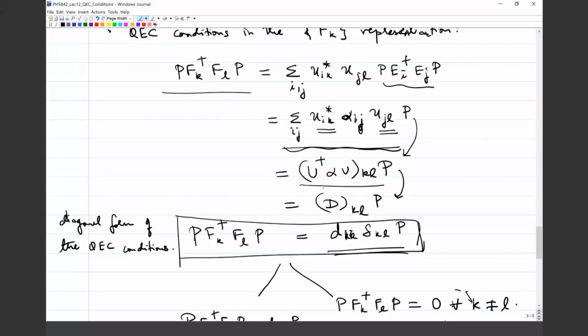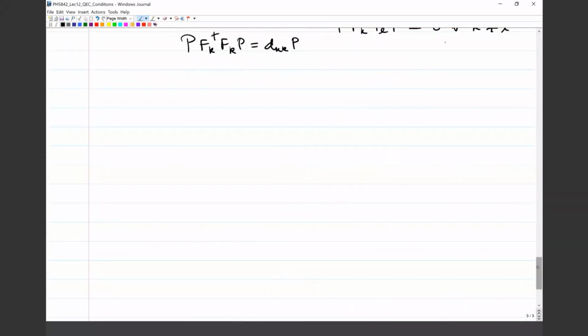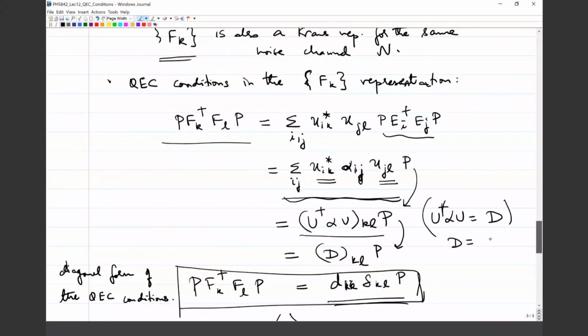Okay. So U dagger alpha U is diagonal. It's a diagonal matrix D, and D basically has entries like this. So I'm defining D to have entries little d, d_11, d_22, etc., d_NN. That's what I call d_kk. So these are the elements of this diagonal matrix, and it's an n cross n diagonal matrix. Okay. Any other questions?